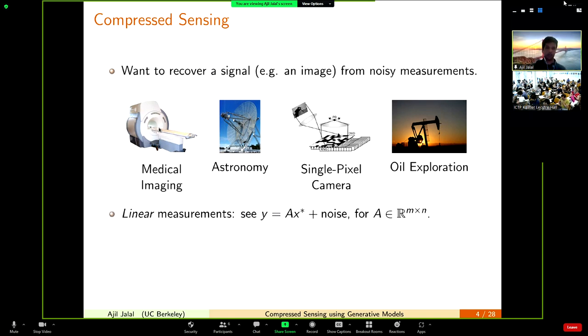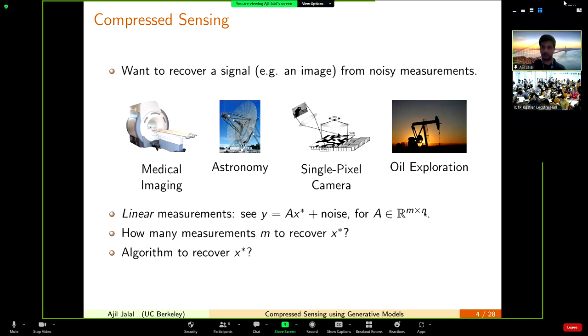In the simplest form, we model this as a system of linear measurements, where Y denotes the measurements that you obtain. A denotes a matrix that takes you from the image to measurements. X star denotes the unknown image or signal, and you may have some additive noise. And for notational sake, M would be the number of measurements you obtain, and N would be the dimensionality of the signal that you're trying to reconstruct. And the fundamental questions in compressed sensing are, how many measurements do you need to recover the signal? And also, what algorithm would you use for recovery?